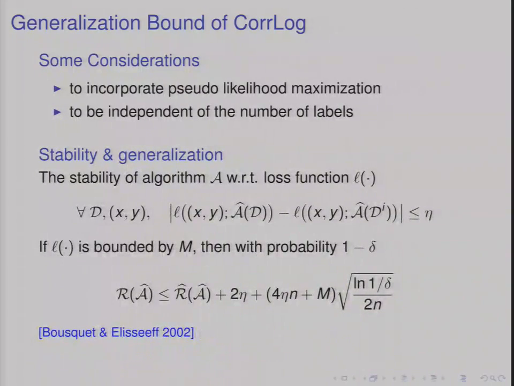Here, the capital D is a training data set, and D^i is a slight change of this training data set by replacing the i-th training example with an independent example. The stability of an algorithm with respect to the loss function L basically says that the testing error over any examples does not change very much when we slightly change the training data set.